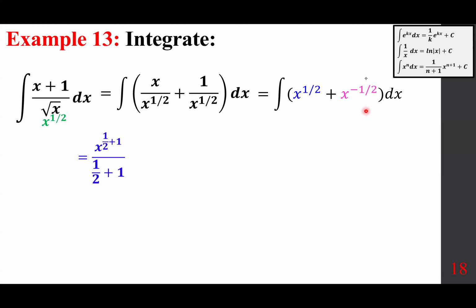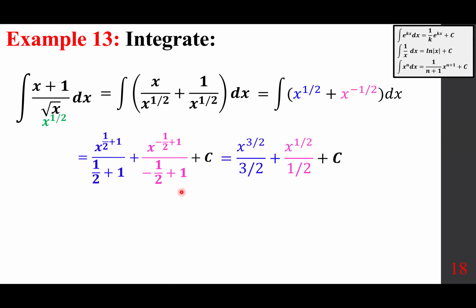1 over negative 1/2 plus 1, x to the power of negative 1/2 plus 1. And because we are done, we add a constant. 1/2 plus 1 is 3/2. Negative 1/2 plus 1 is 1/2. The reciprocal of this is 2/3. The reciprocal of this is 2.